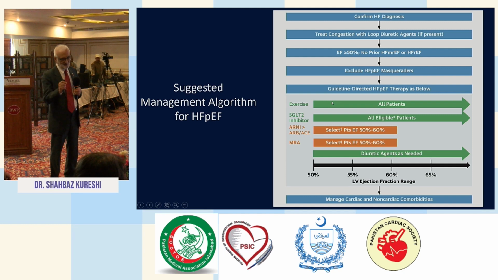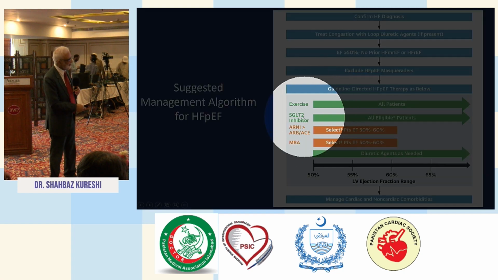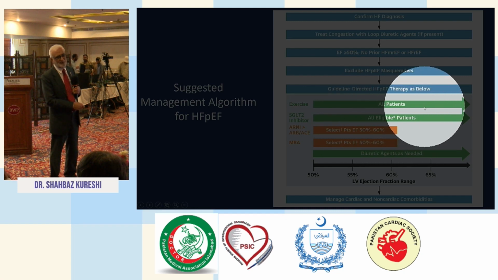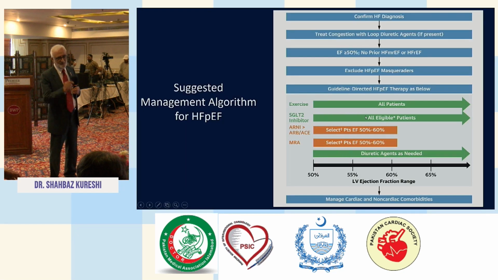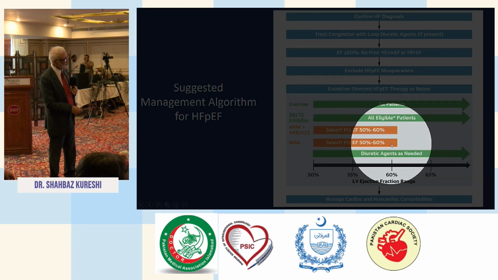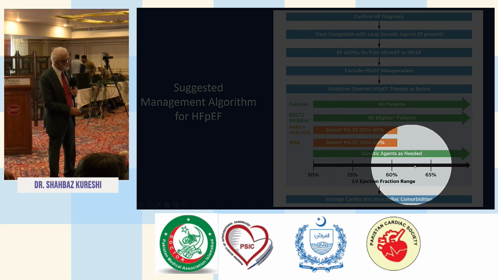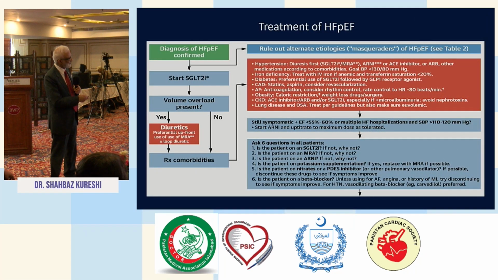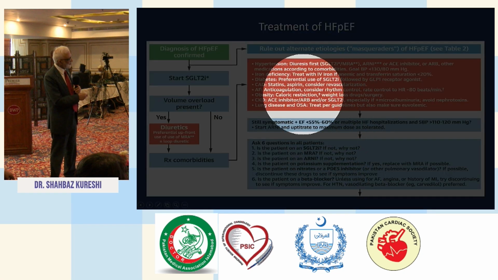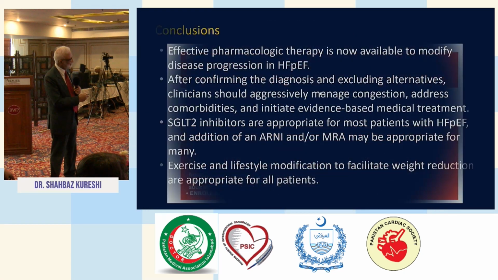Exercise for all patients. This is the important fifth pillar in the management of your patients with heart failure. SGLT2 inhibitors, all eligible patients. Then ARNI in selected patients, 50% to 60% ejection fraction. MRAs, again 50% to 60%, and diuretic agents as needed. So this is the algorithm that you have to follow in your patients with heart failure with preserved ejection fraction. This is the same repeated again, and I'll come to the last slide.